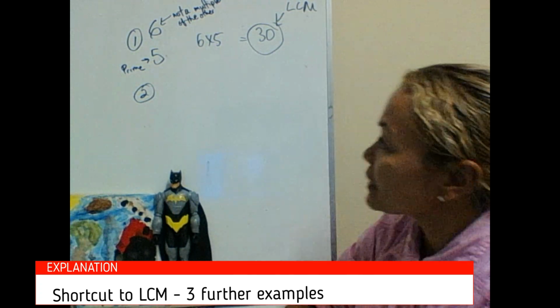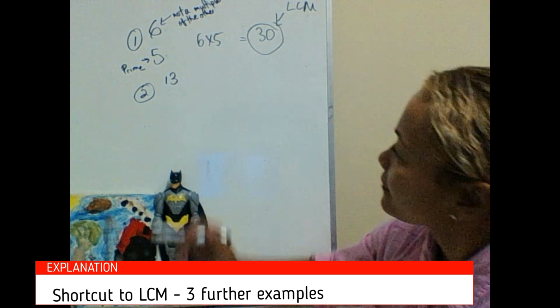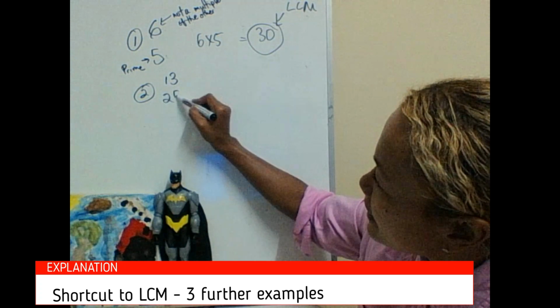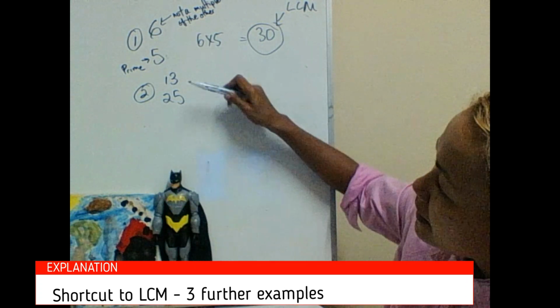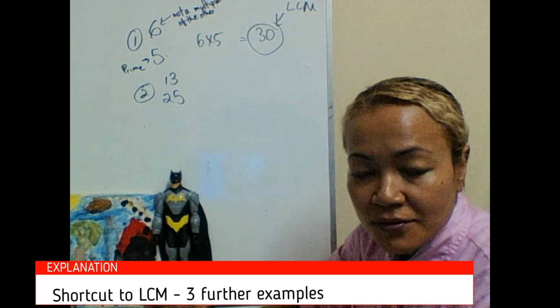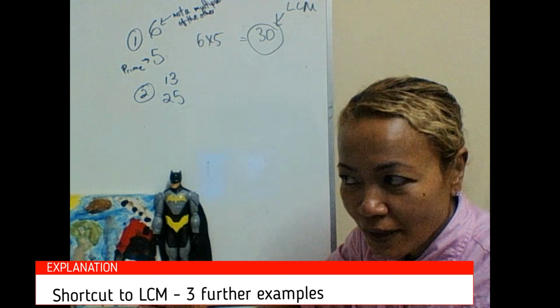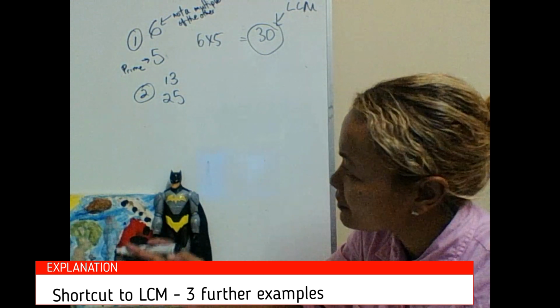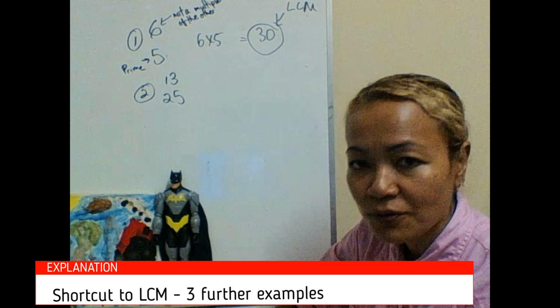Let's choose slightly bigger numbers, okay? 13 and say 25. Now, when we look at 25, we know 5 5s are 25. So immediately we know that's not a prime number, because 1 times 25 is 25, but there are also other ways to get to 25, and that's 5 times 5. So not a prime number.